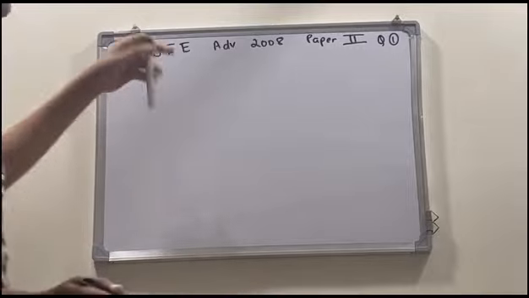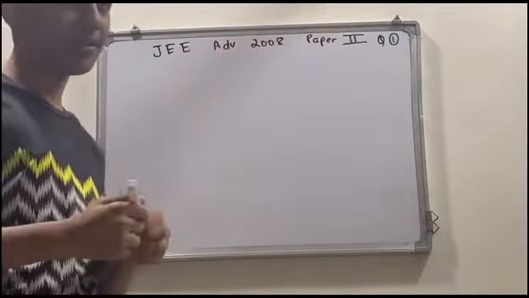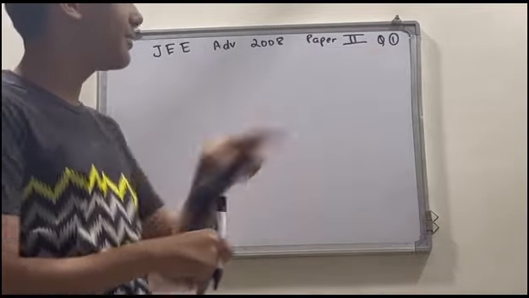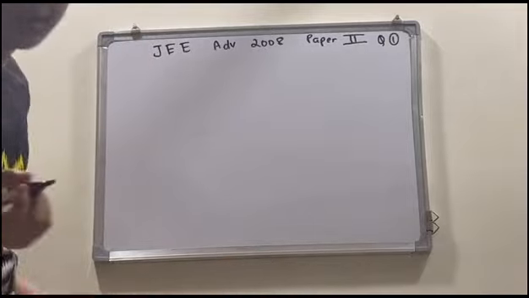So okay. JEE Advanced 2008 Paper 2 Question 1. It's a complex numbers question. It's quite easy. I mean it's the first question, so I expected it to be easy, but it's too simple.